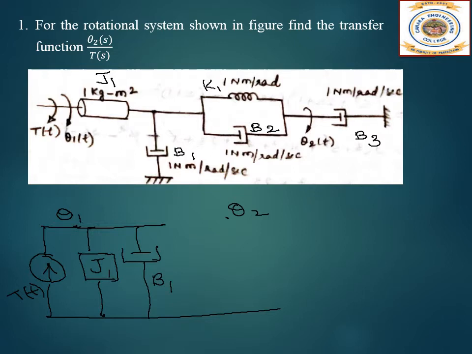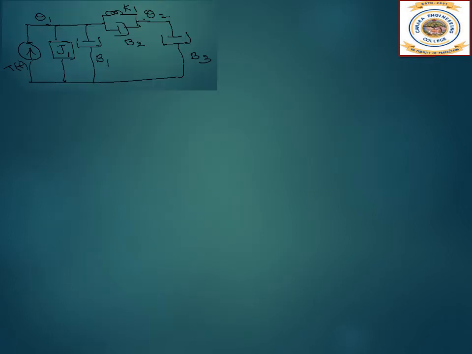Then we have B2 and K1, so they are connected between theta 1 and theta 2, so we'll connect it in the same manner. So here we have K1 and B2, then from theta 2 to the reference we have B3. So now we are done writing the mechanical diagram. Next we'll write the equilibrium equations. So let us write the equilibrium equations for this mechanical diagram.